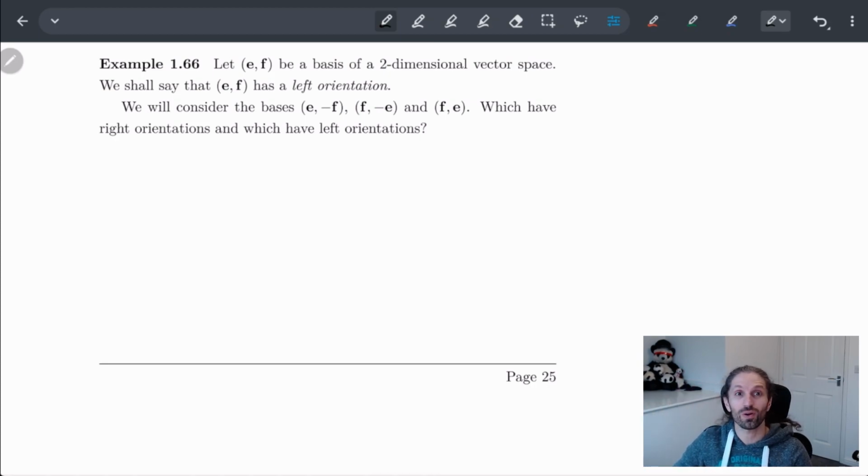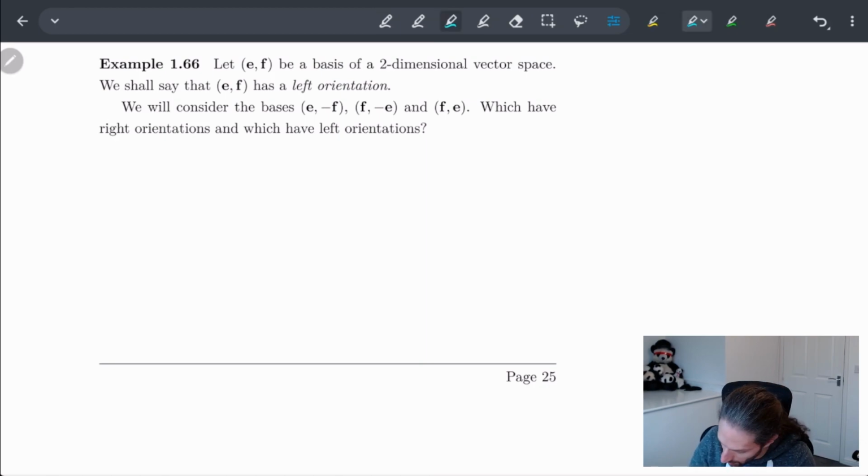Hiya! So in this video, we're going to look at left and right orientations or bases, and in particular look at examples of these to see how they work and where the structure is coming from. So let's look at an example.